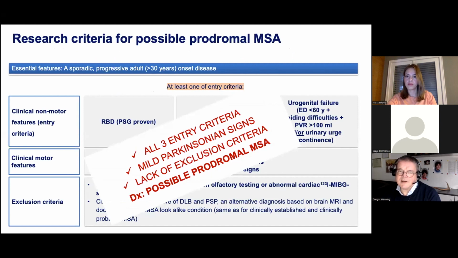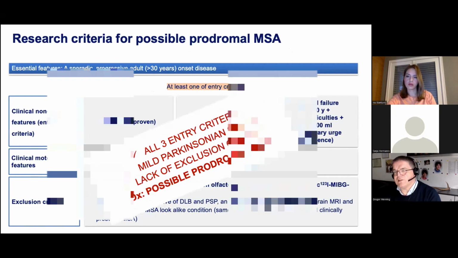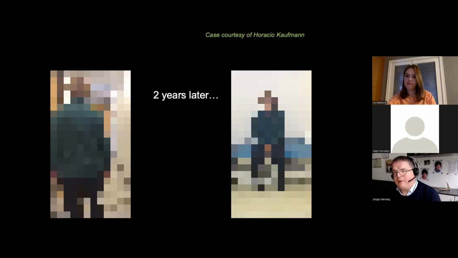So all three entry criteria, mild Parkinsonian signs, lack of exclusion criteria, altogether make up this possible prodromal MSA. This is at the very early stages of MSA, and it will be important to follow up and validate these criteria further prospectively. So this is 2 years later.